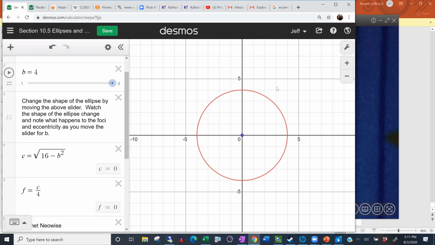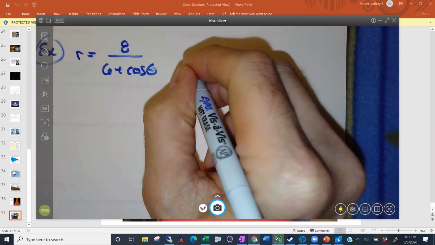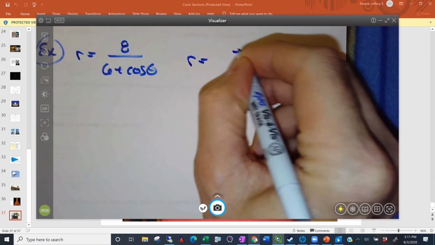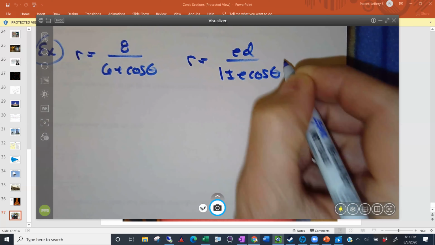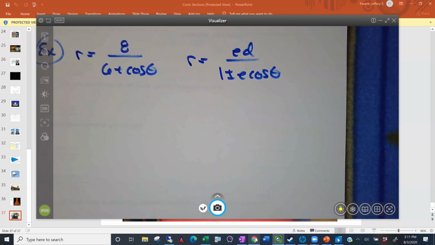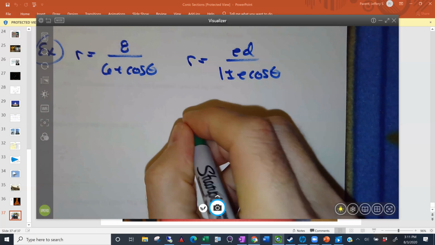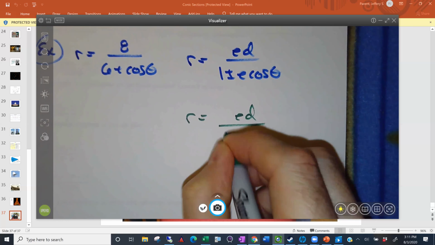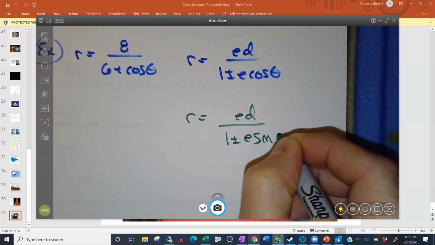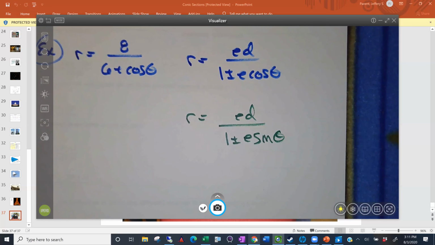And the ellipse, like all of our conic sections, can be modeled in polar form this way. It's going to be r equals e times d over 1 plus or minus e cosine of theta. Or likewise, you could replace that cosine of theta with a sine of theta and get a different equation, but still a polar equation, ed over 1 plus or minus e sine of theta. All right, so those are your conic equations in polar form.